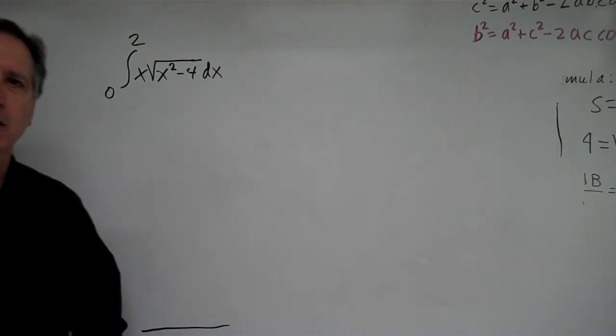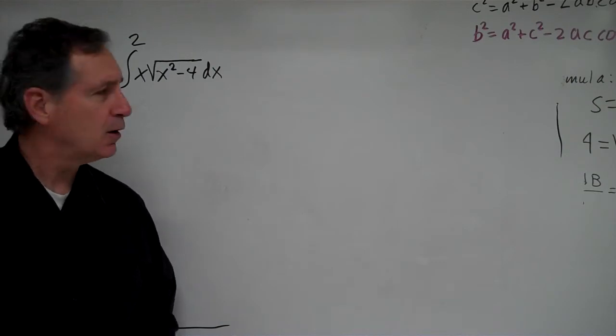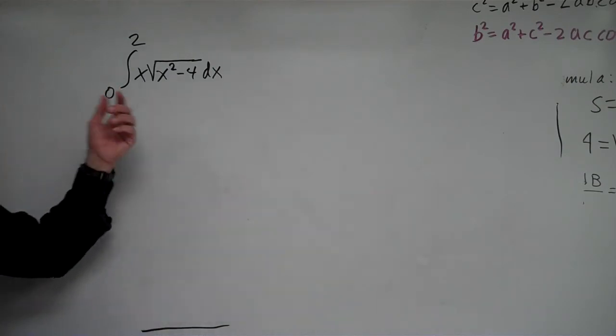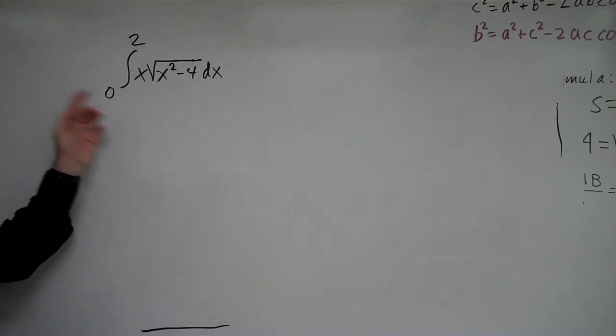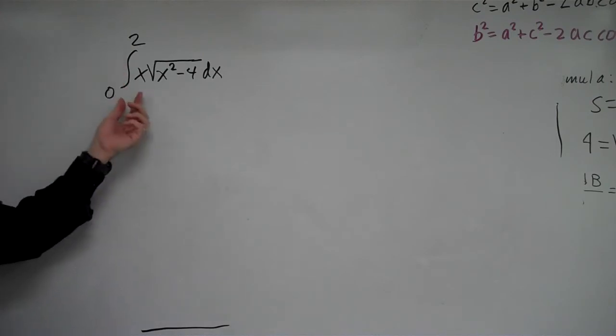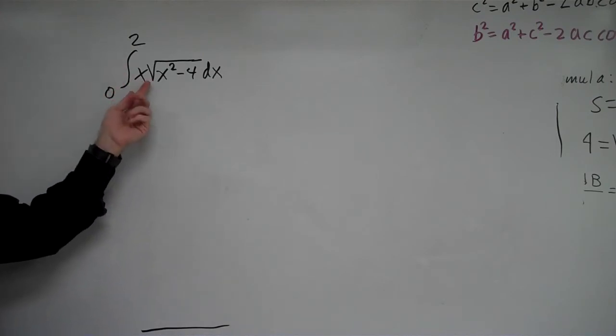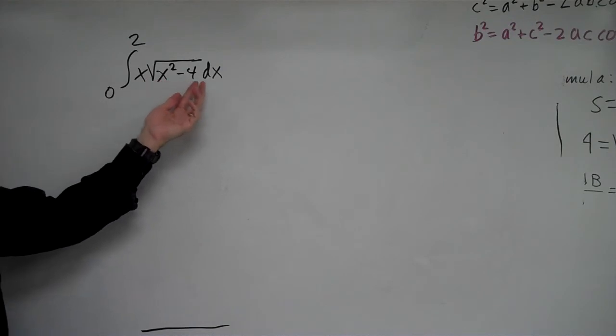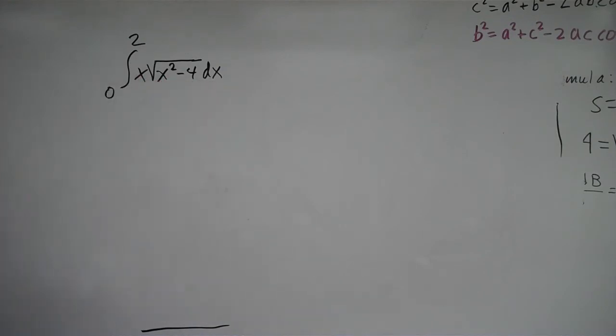Okay, we're going to look at U-substitution using a definite integral, and here we have a problem. We have the definite integral from 0 to 2 of x times the square root of x squared minus 4 dx. And so to do this, we're going to make first a U-substitution.